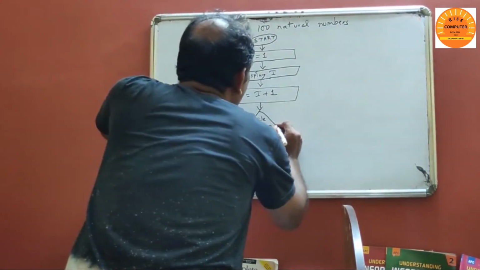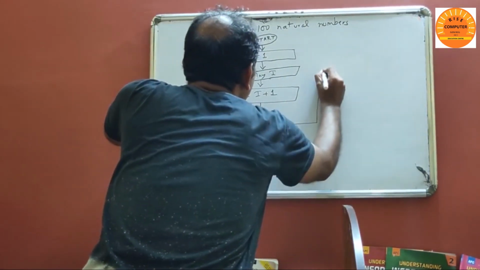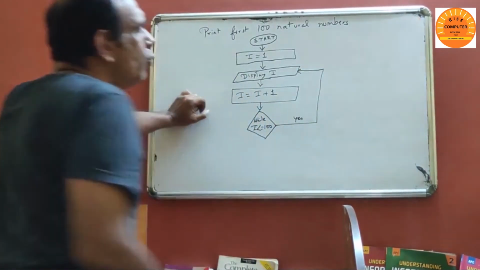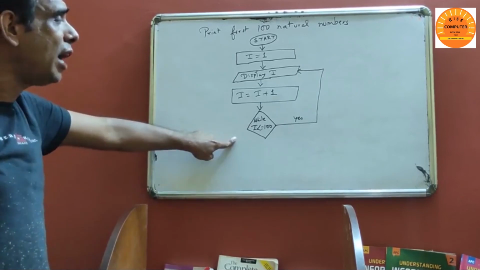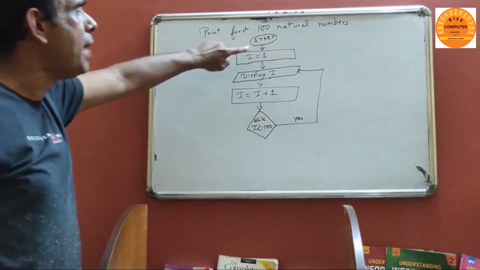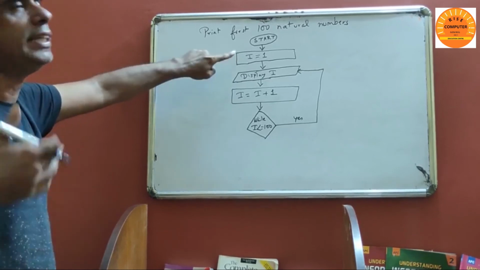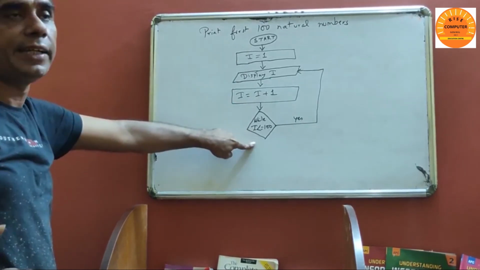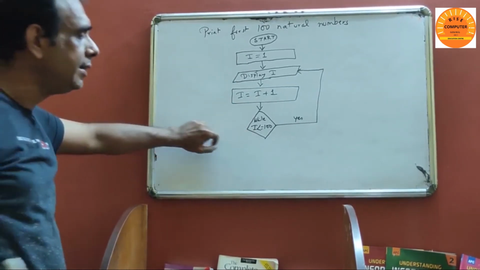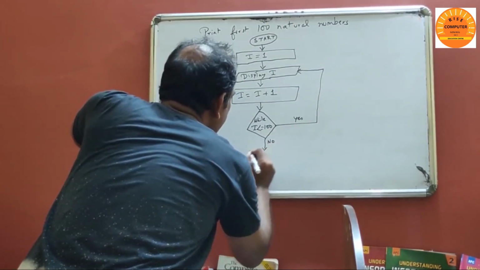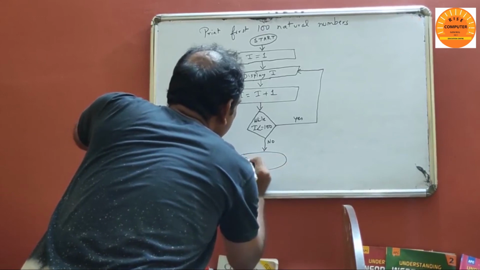So if it is yes, it is 1, then 2, then 3, up to 100. We loop back to the display position and display the next number, then 2, then 3, up to 100. So when it is 100, it will end and stop.